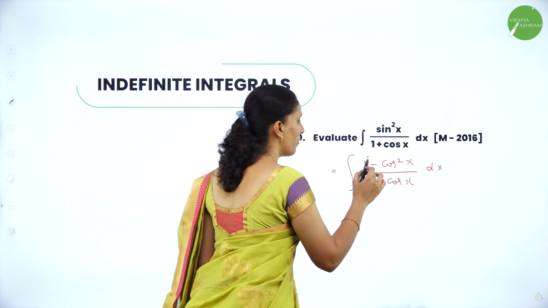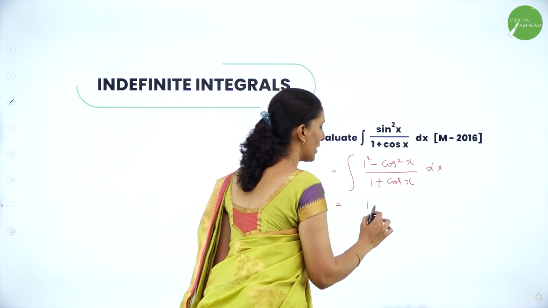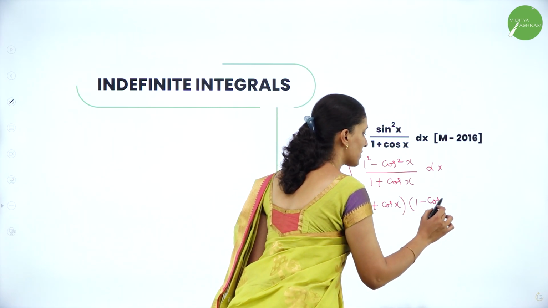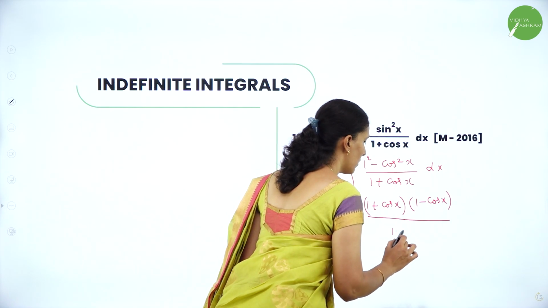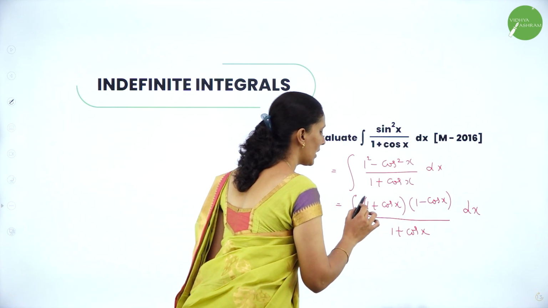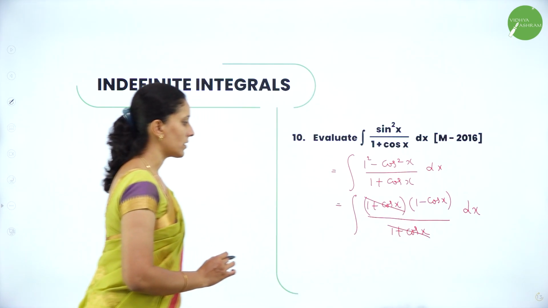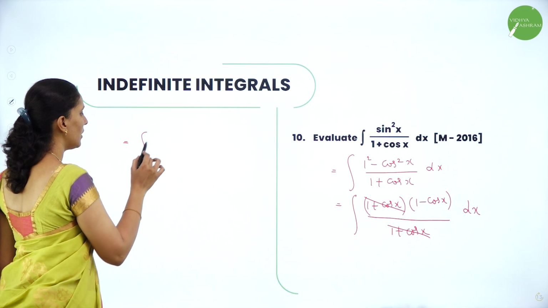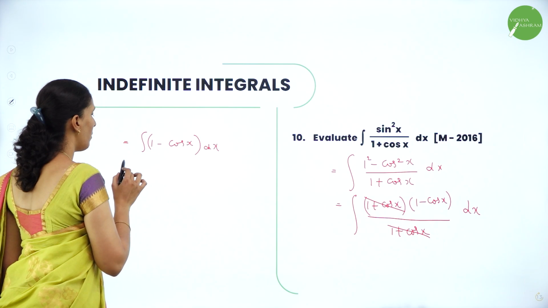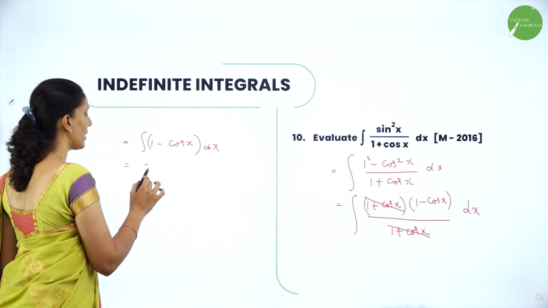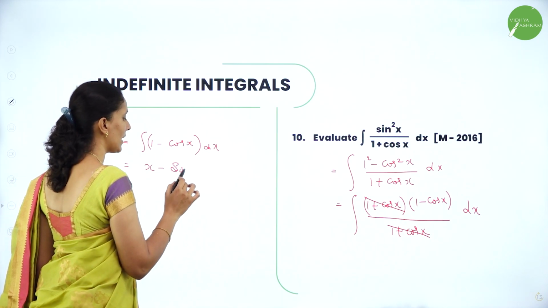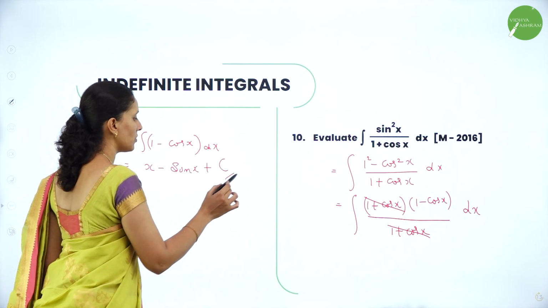And this is in the form of a square minus b square, which can be written as 1 plus cos x into 1 minus cos x, whole divided by 1 plus cos x dx. So we can cancel 1 plus cos x and 1 plus cos x. So we are left with integral of 1 minus cos x into dx. Now integrating separately, 1 into dx will give us x. So we have minus integral of cos x, which is sin x, plus integration constant.